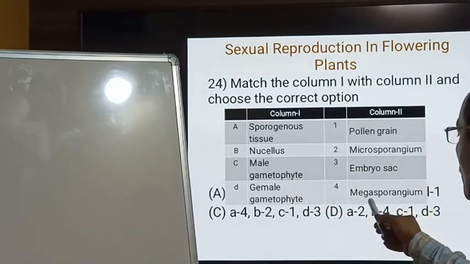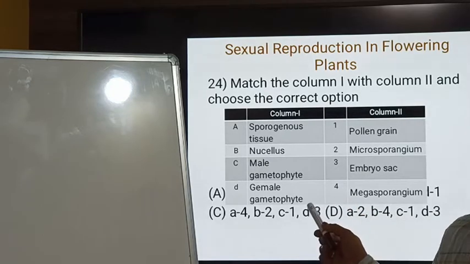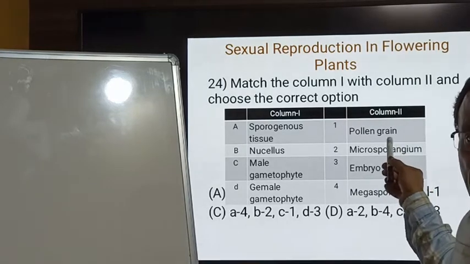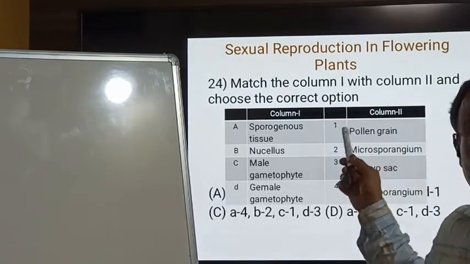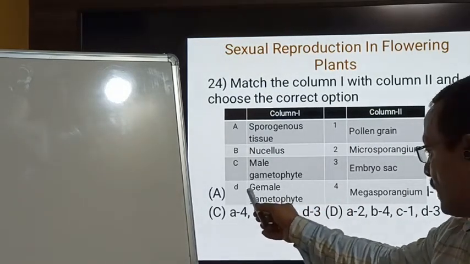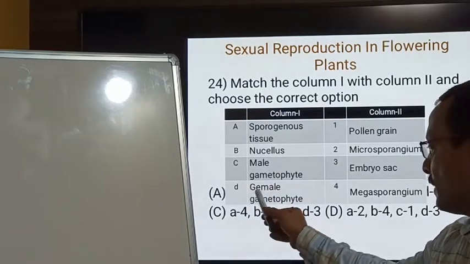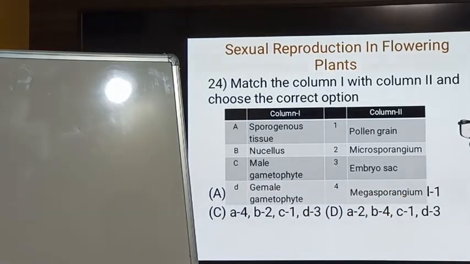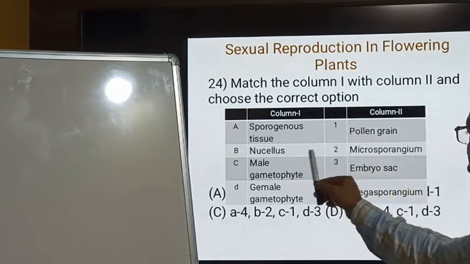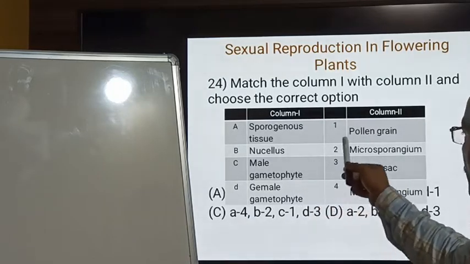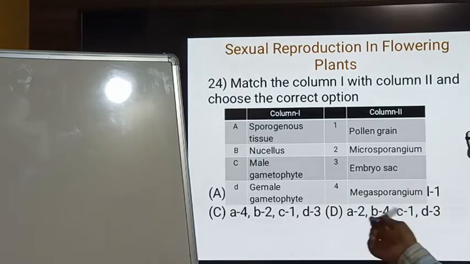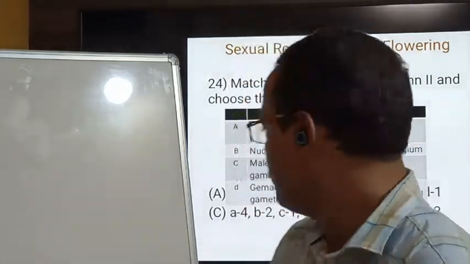Nucellus. Nucellus is present inside the megasporangium or ovule. Male gametophyte. The reduced male gametophyte is the pollen grain. It's not the gamete, it's a reduced male gametophyte. There is a spelling mistake, so consider it as female gametophyte. The female gametophyte is the embryo sac. So A is 2, B 4, C 1 and D 3. So you check the option. Next question.